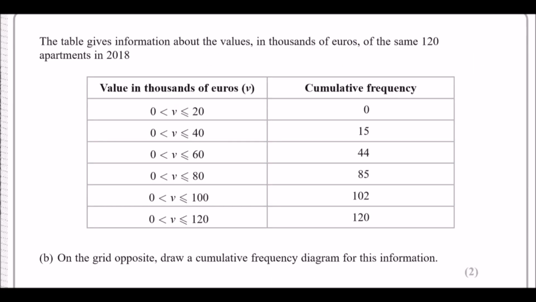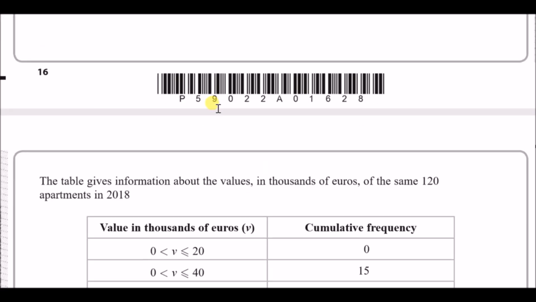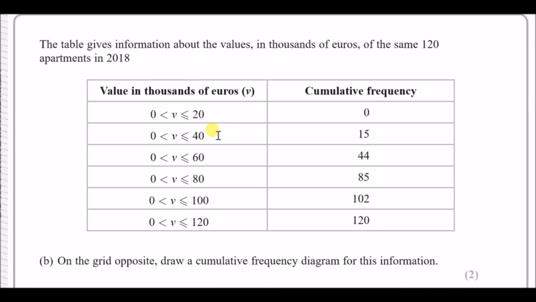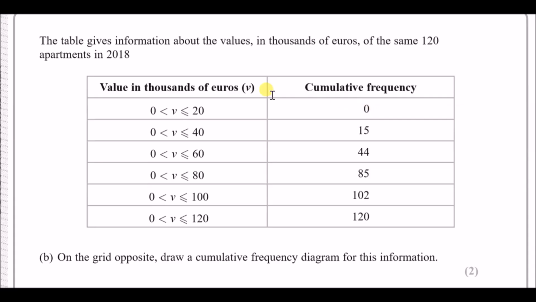All right, next one. The table gives information about the values in thousands of euros of the same 120 apartments in 2018. So it's comparing ones from 2015 now to 2018. According to this data, for example, let's look at the second one. It says up to 40,000 euros, there are 15 apartments that cost that price, whereas up to 120,000 euros, there are exactly 120 apartments. So it goes up a lot now.